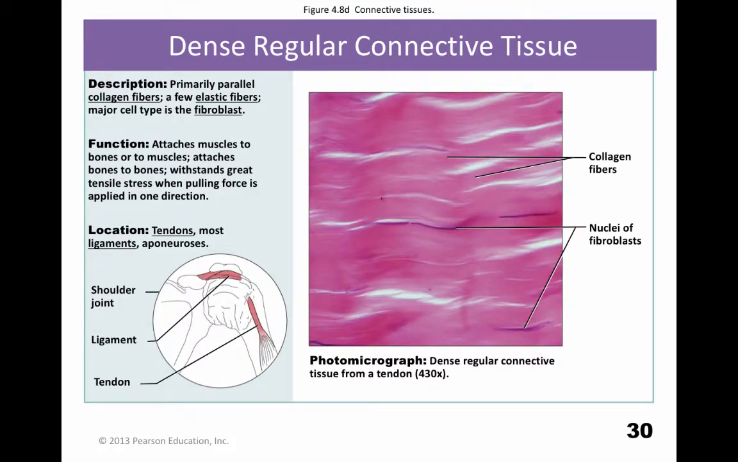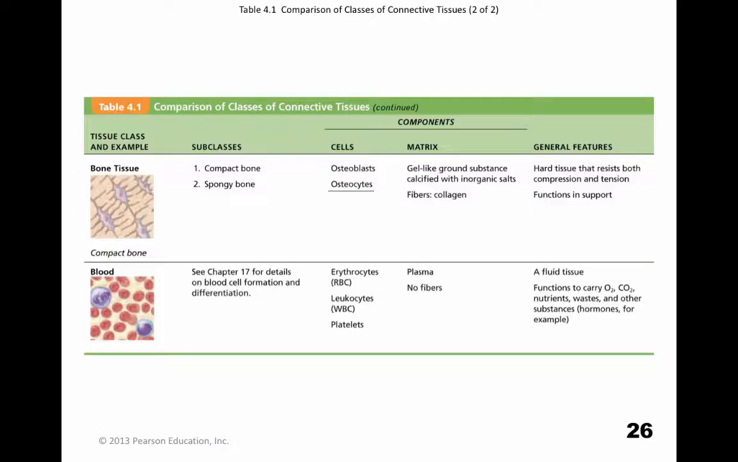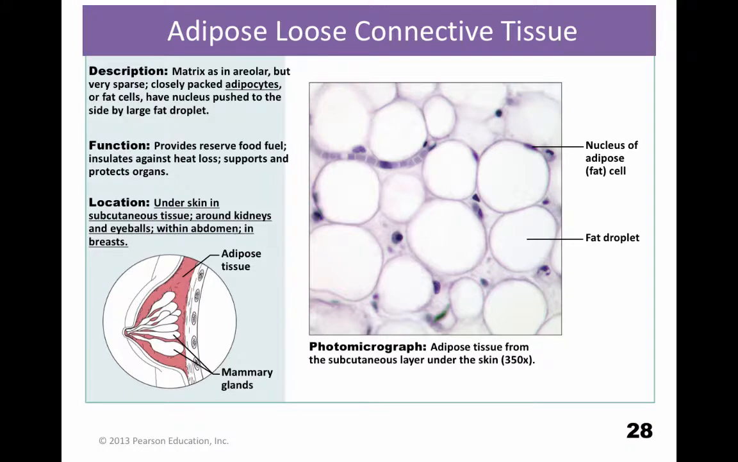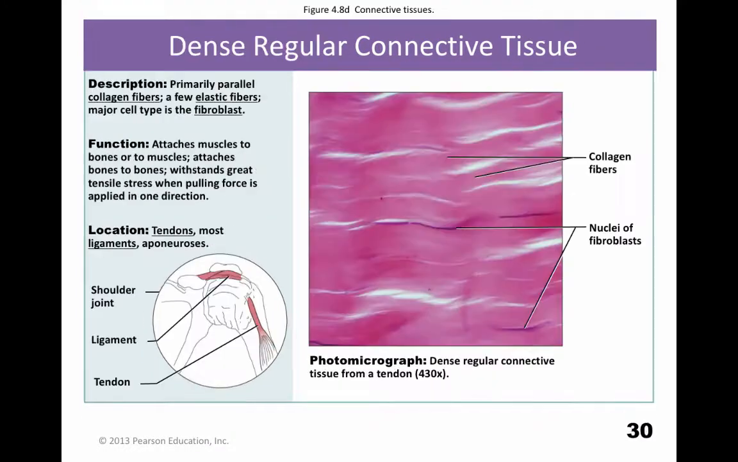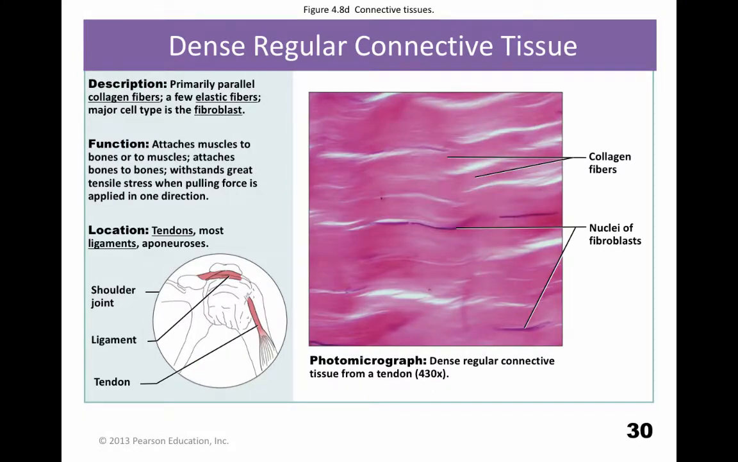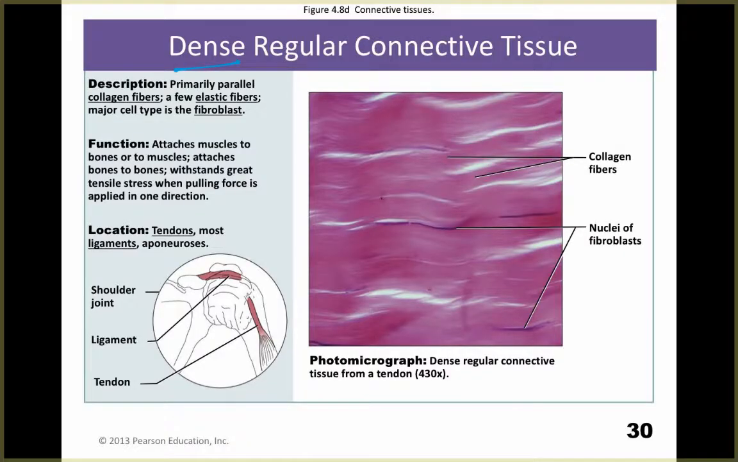So now, do you see how all of these have white areas where there's ground substance or empty areas? That's how you know they're loose. When you get to dense, you don't have a lot of these empty, clear areas, right? Dense is here. And then regular, see how all these fibers are going in the same direction? So that's going to tell you that it's regular connective tissue.